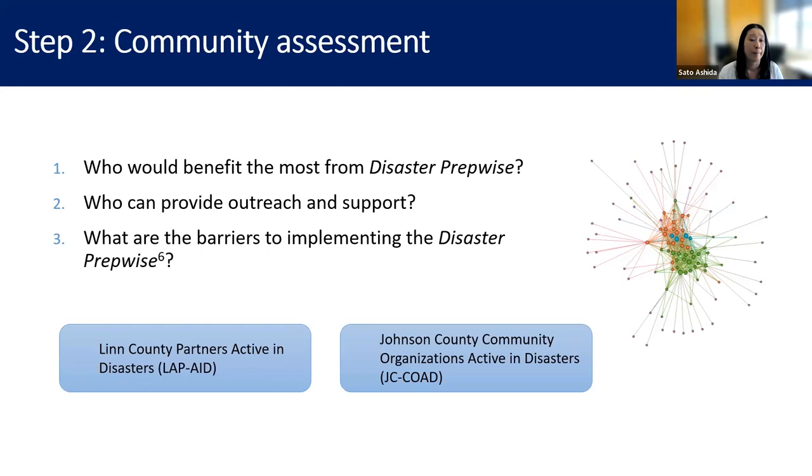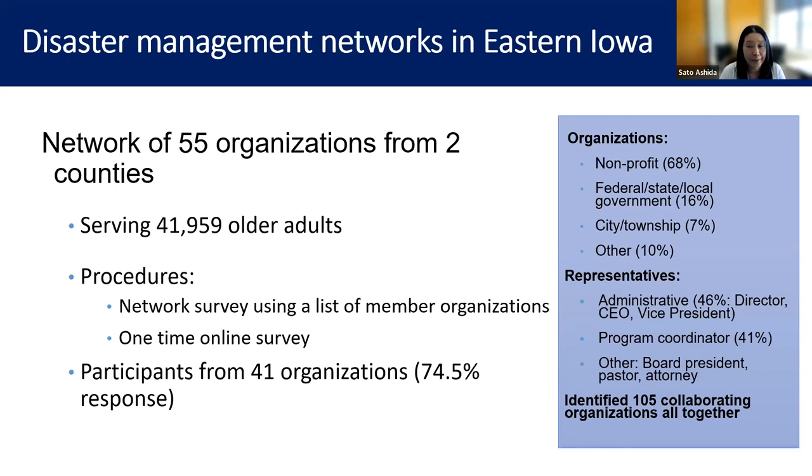Out of those 55 organizations that belong to these two coalitions, 41 organizations participated. Most of the participating organizations were nonprofits, some are governmental agencies. Those organizations all together identified 105 organizations that they collaborate with in disaster management. So it really showed us a larger picture of this disaster management network in our area, which was really helpful moving forward in identifying our partners.